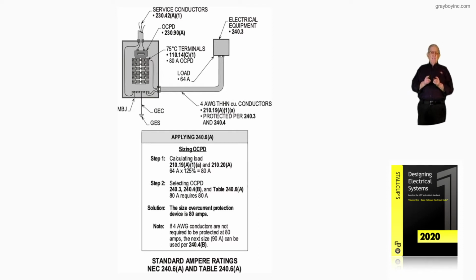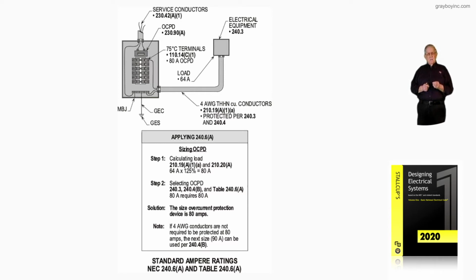But when we want the standard sizes that are listed for our use, then 240.6(A) refers to the use of Table 240.6(A). Keep that in mind. Now, let's review first, what are the terminals of this equipment? When we review the illustration, we have 75-degree C terminals at the equipment. 110.14(C)(1)(a) would actually rule here because the overcurrent device in the equipment is 100 amps or less in rating. The load that we have there is 64 amps.